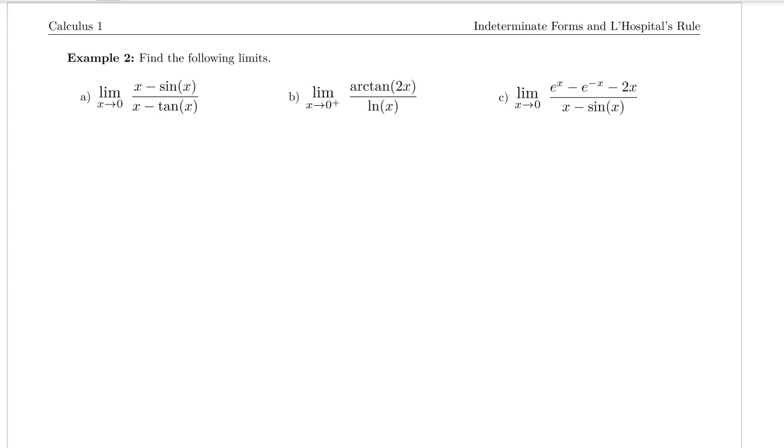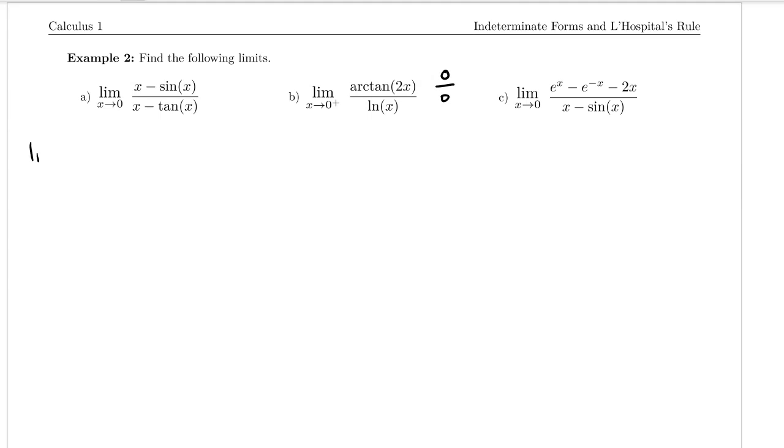All right, let's move on to part B, which says the limit as x approaches 0 from the right-hand side of arctangent of 2x over the natural log of x. And if I plugged in 0 for both of these, if I used direct substitution, I would get the indeterminate form 0 over 0. And notice that we're approaching from the right because the domain of natural log of x is 0 to infinity. So we can't plug in negative numbers. That's why we're taking the limit as x approaches 0 from the right-hand side.